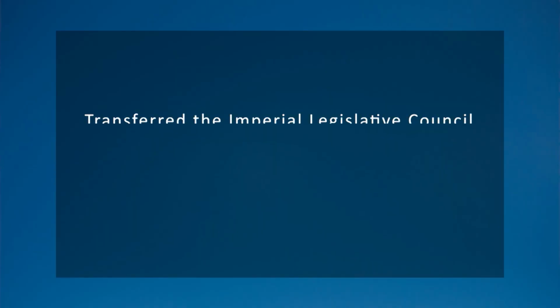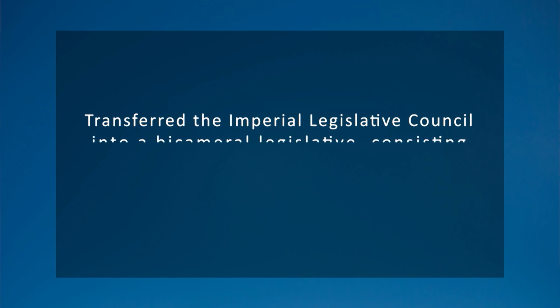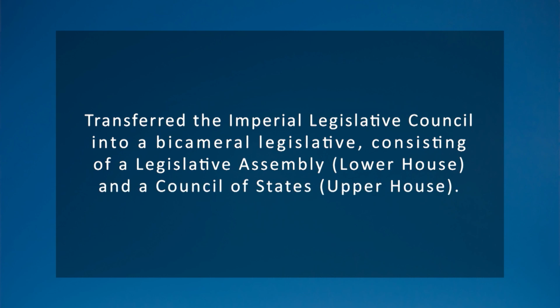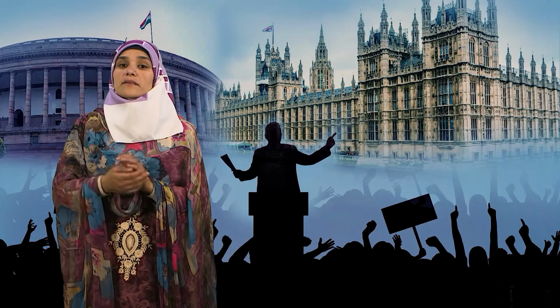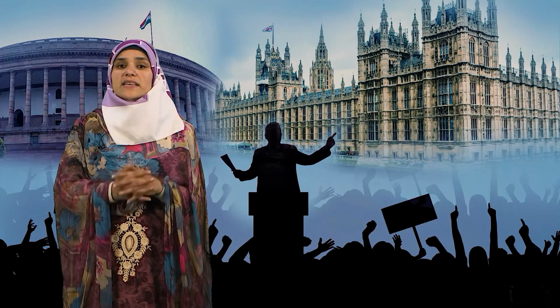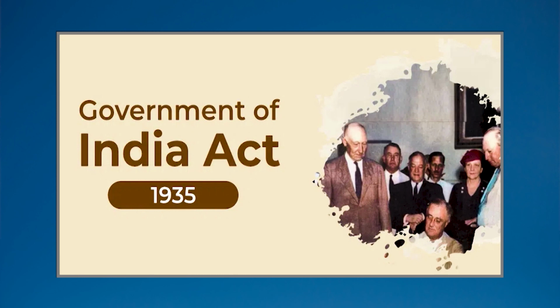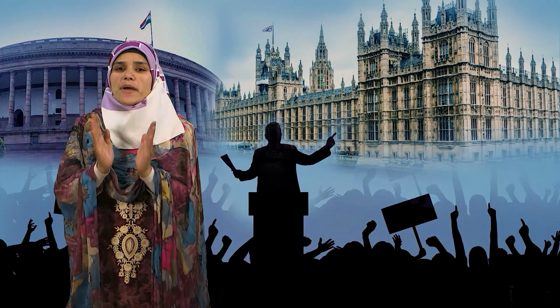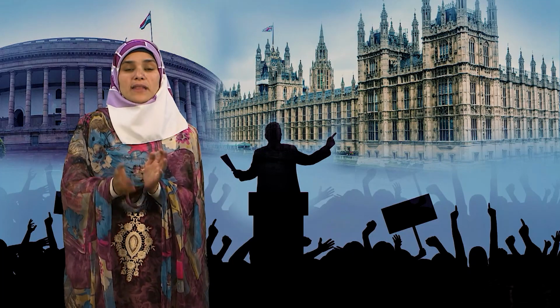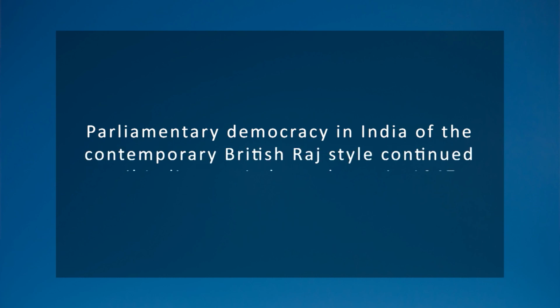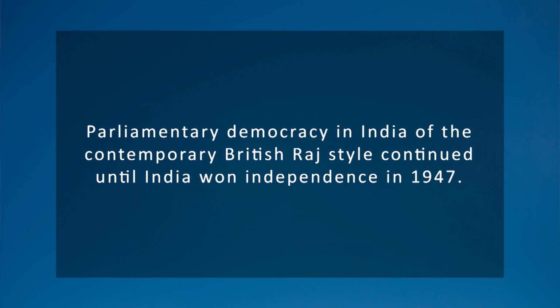Yet the effect of this election transformed the Imperial Legislative Council into a bicameral legislature consisting of a legislative assembly, that's the lower house, and a Council of States, that was the upper house. The relaxation of colonial rule over India came into being after promulgation of the Government of India Act 1935. This act provided maximum representative power to natives than ever. The parliamentary democracy in India of the contemporary British Raj style continued until India won independence in 1947.